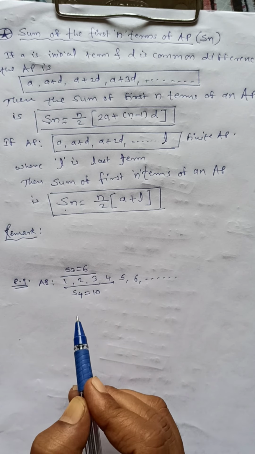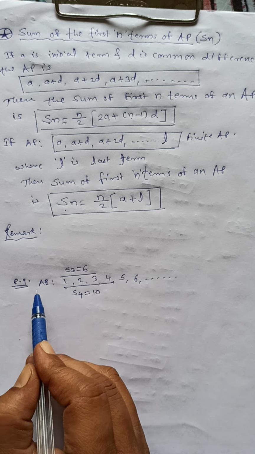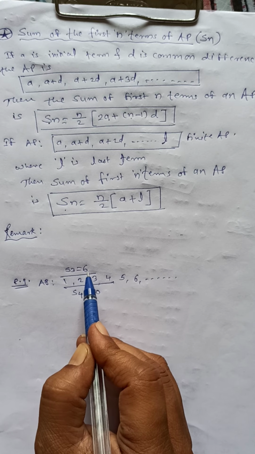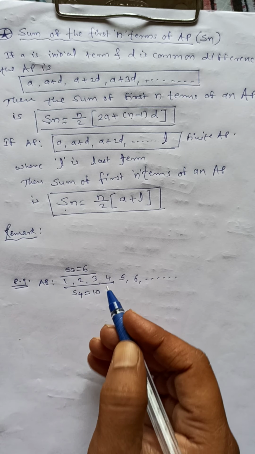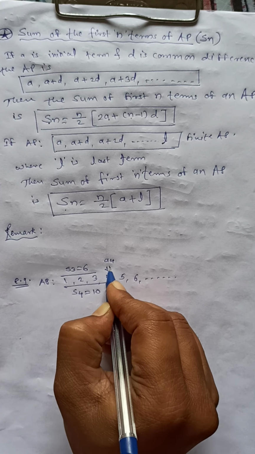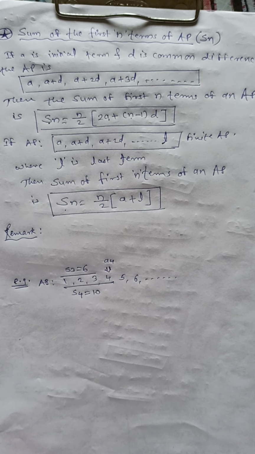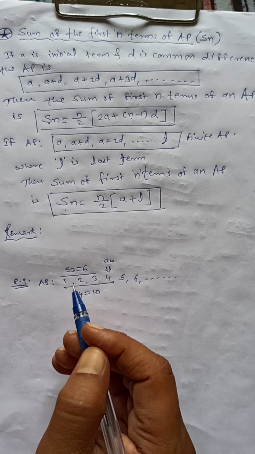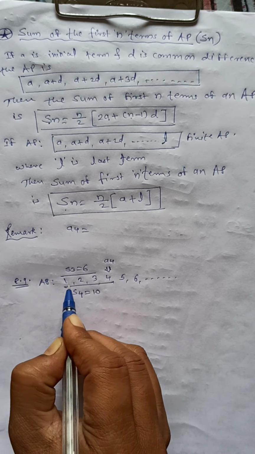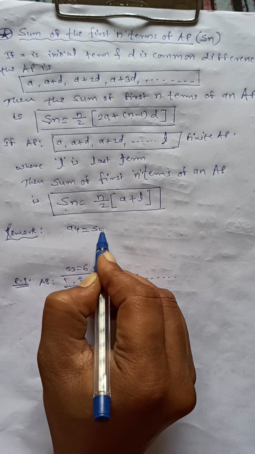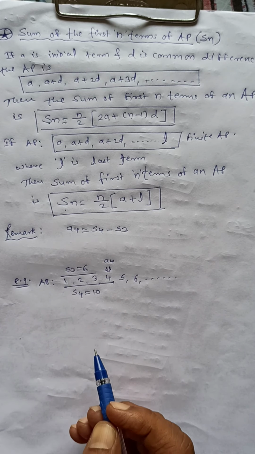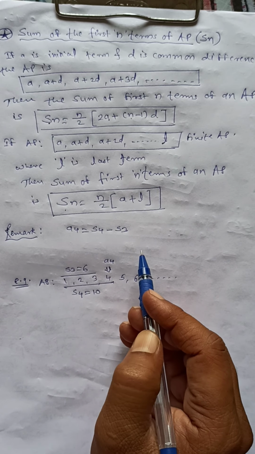Now for our remark, I just took the example. This is our AP. S4 is equal to 10. S3 is equal to 6. Now I want to calculate this term, which is called A4. How can I calculate A4? A4 is equal to S4 minus S3. Read here: A4 is equal to S4 minus S3.